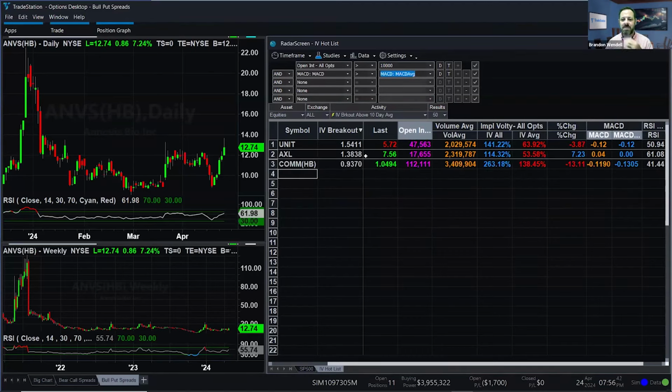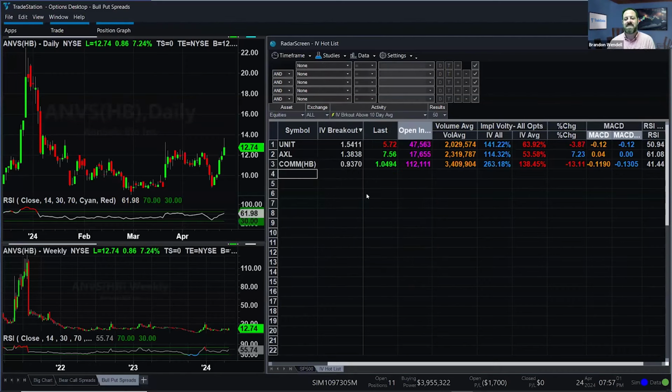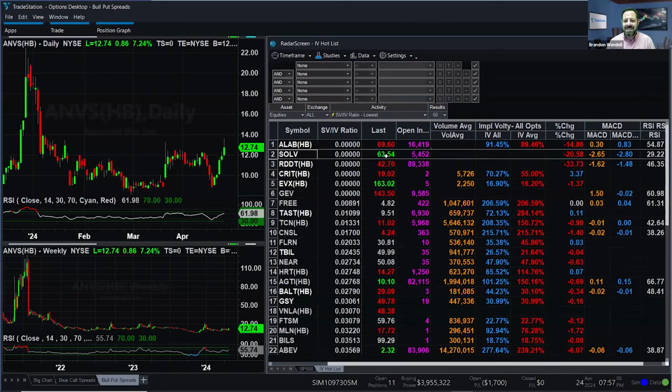Again, we're looking at our last price. These are very inexpensive stocks. I don't really want to trade something that cheap. So let's see what we got here. We'll try to find, instead of implied volatility highest, we could look for, and it actually reversed it a little bit, statistical volatility versus implied volatility lowest. The indicator has implied volatility over statistic. And there we go.